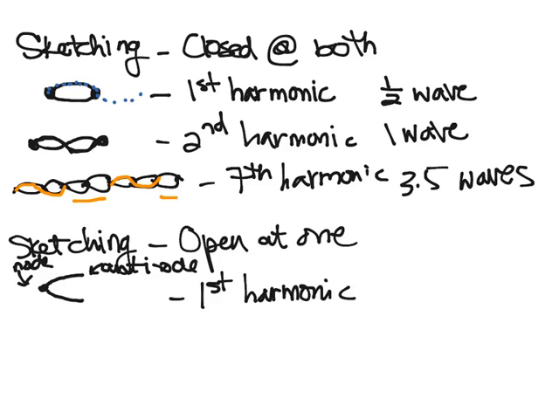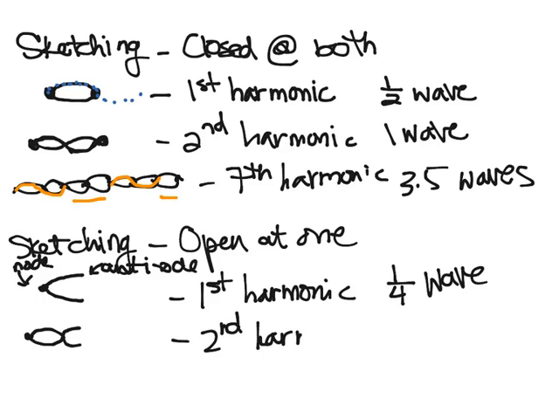And this is actually 1/4 of a wave. And the second harmonic is the second simplest pattern, where we have a node at one end and an antinode at the other. So this is our second harmonic. And this is 3/4 of a wave. You can think of each loop as half of a wave.